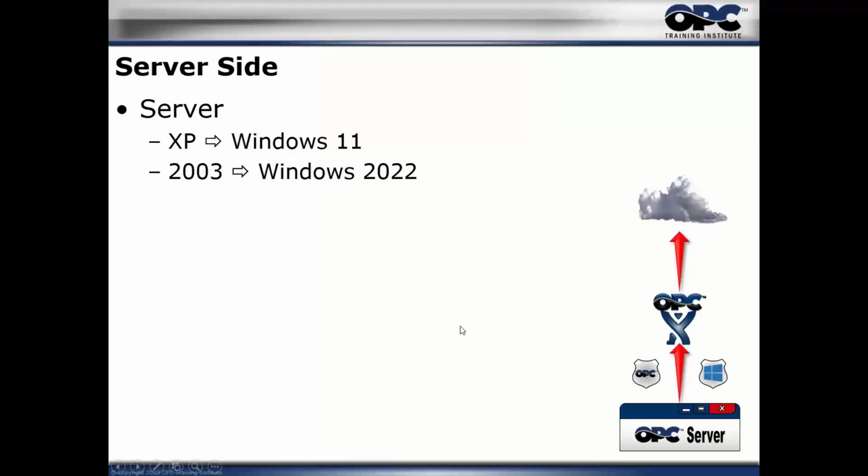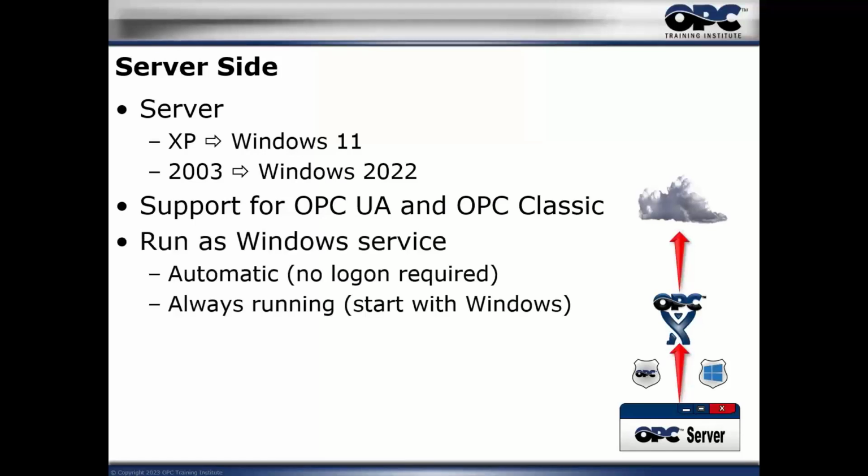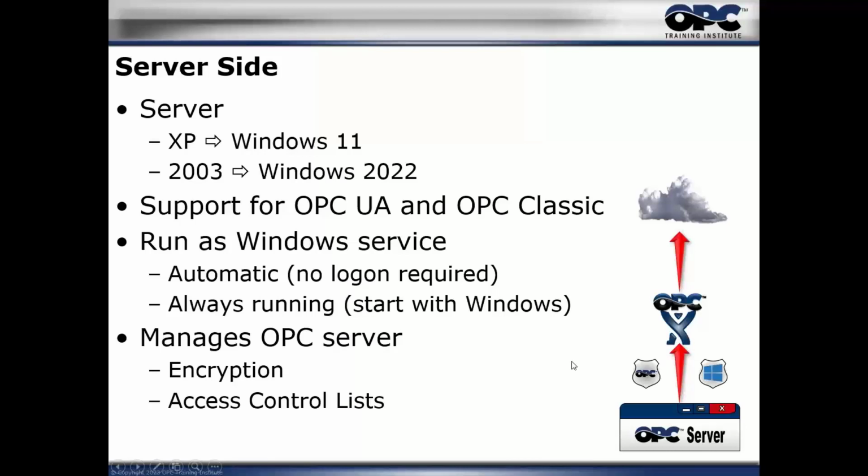Whether you're using Windows XP all the way to Windows 11, or Windows 2003 all the way to the latest Windows Server, Windows 2022, there's support for OPC UA and OPC Classic, and it runs as a Windows service, meaning it runs automatically without a logon, and it's always running. And it manages all OPC server communication. So all the security, for example, is managed right over here.